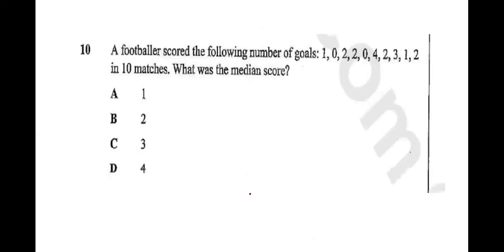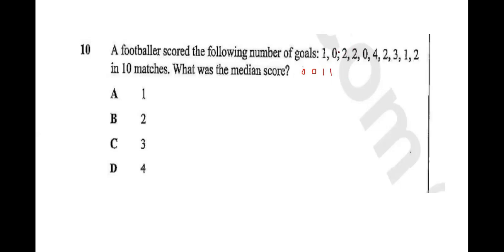All right. Question 10. If the bowler scored the following number of goals: 1, 0, 2, 2, 0, 4, 2, 3, 1, 2, in 10 matches, what was the median score? So the median score here is the middle score when you reorganize these numbers into ascending order. So we start with the smaller ones. You have the 0, this 0 here, and this 0. So that is the 0. Then you have this 1 here, and this 1 there.